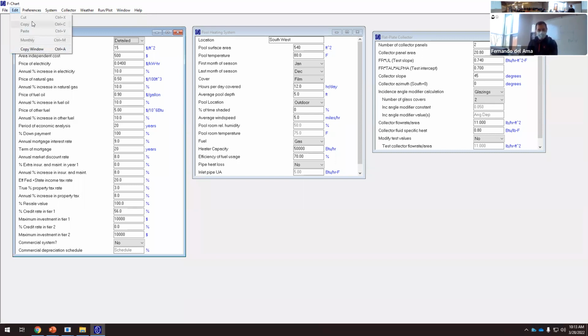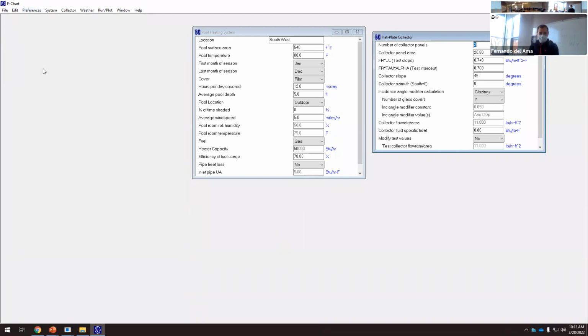Then we have edit, nothing. Preferences. In preferences, we have economics on or off. I would use off so far. And here we have international and imperial units. So select preferences, economics off, English units.